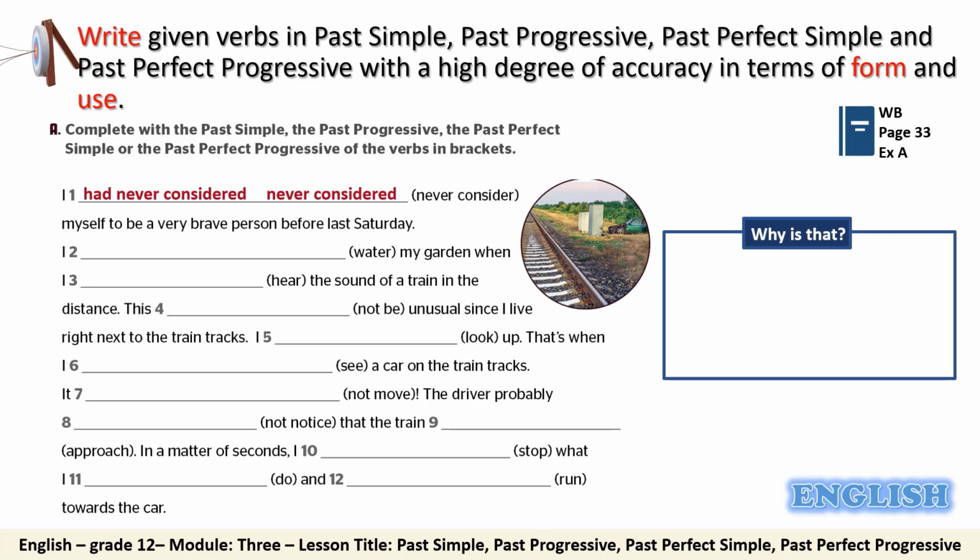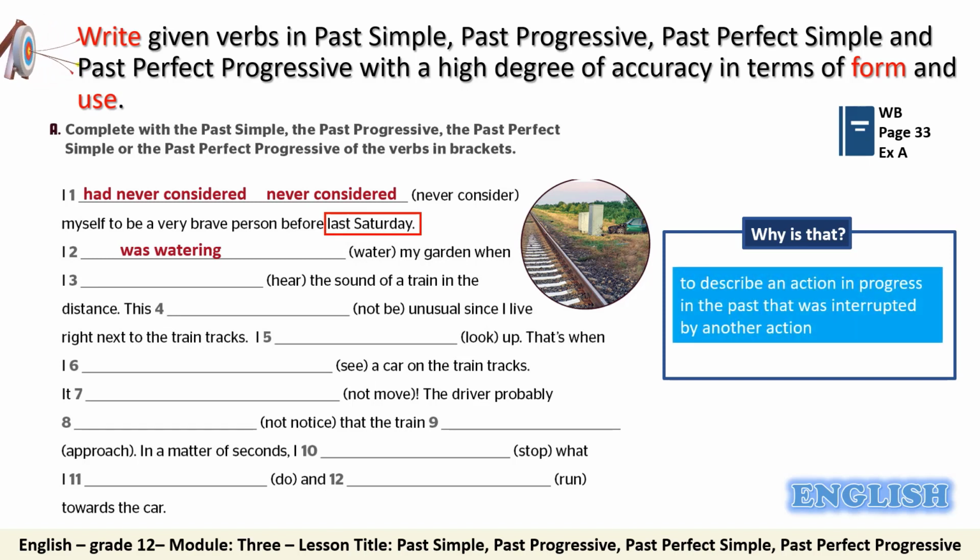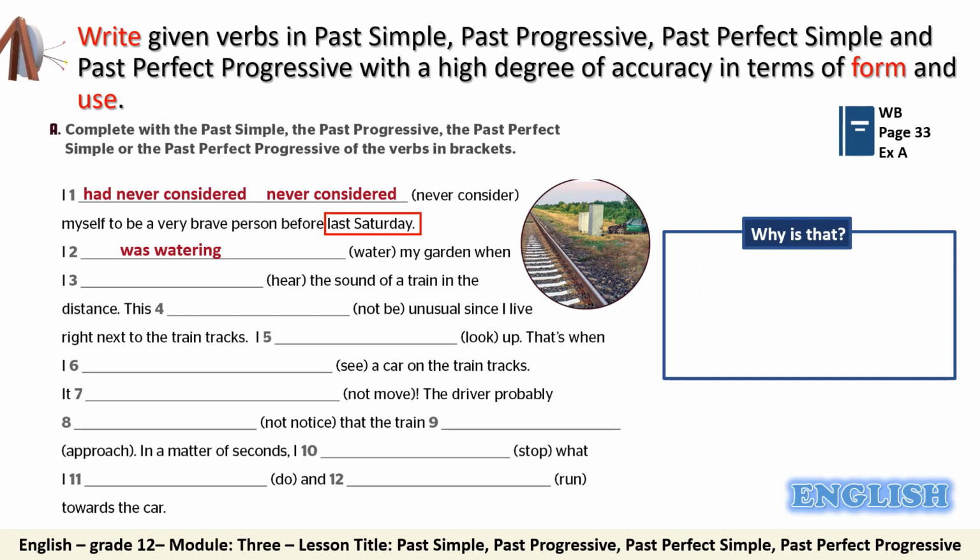Now, can you tell me what time expression is used in this sentence? Excellent. Last Saturday. Then space number 2. The correct answer is good. Was watering. Can you tell me the reason? Because the action was in progress in the past and was interrupted by another action. Very good. After that, space 3. We should write very good. Heard. Can you say why?